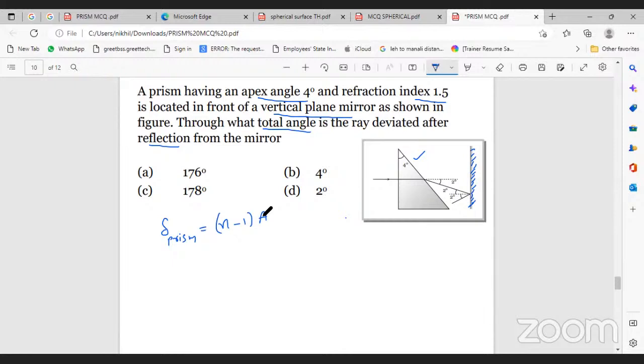And also there is deviation by the plane mirror, right? For a plane mirror, the deviation is 180 minus 2i. Here the angle is 2 theta, so 180 minus 2 theta will be the deviation for the mirror.